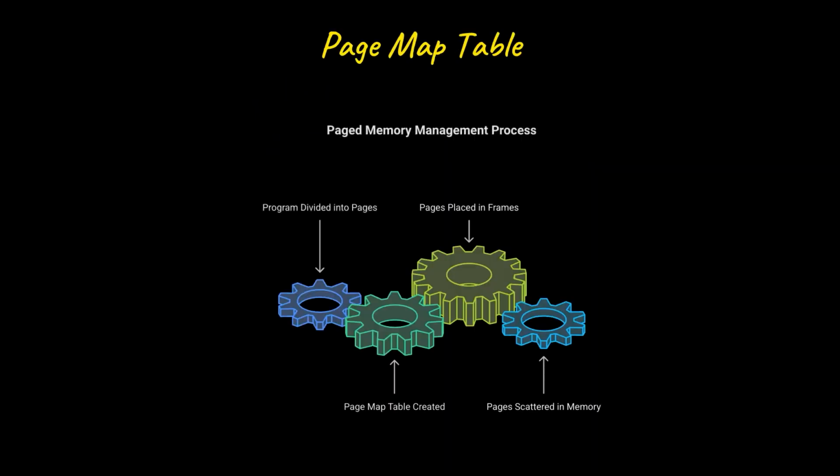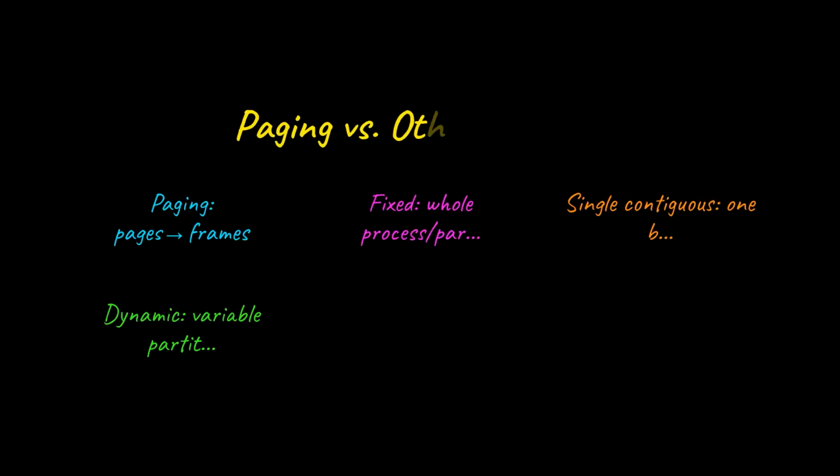The operating system maintains a page map table that records which frame holds each page. When a program references a memory address, the system uses the table to translate the page number and offset into the correct physical frame. The scattering is completely invisible to the running program.